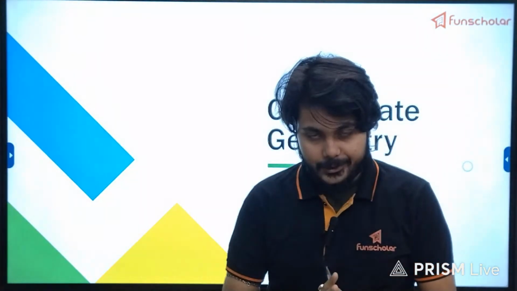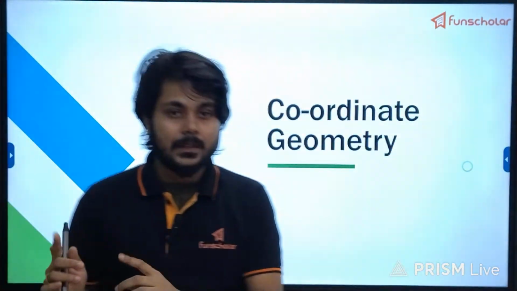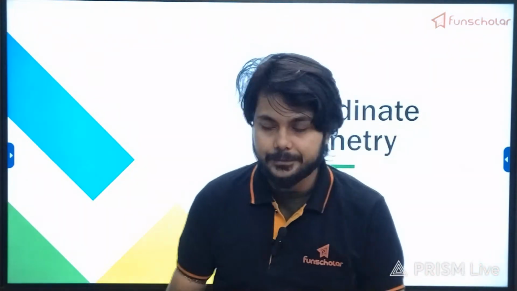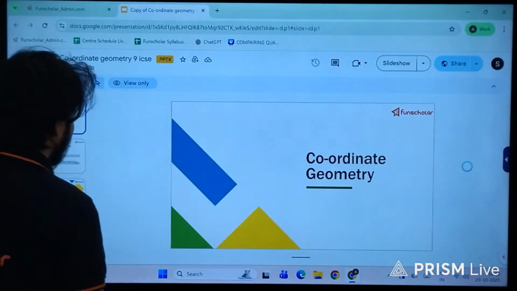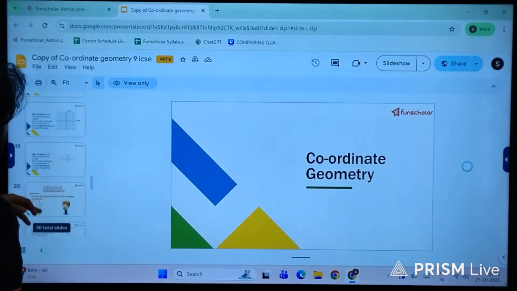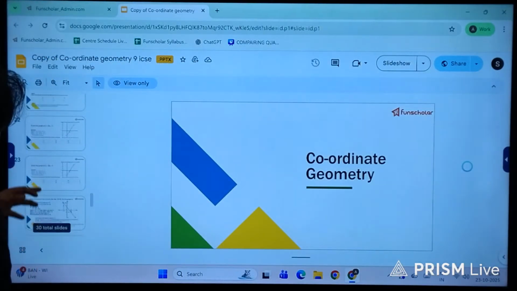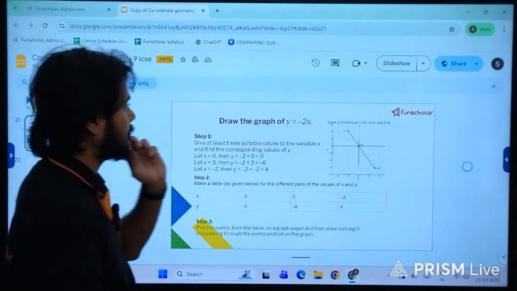Today we are going to start the third lecture of coordinate geometry for class 9 ICSE. Without wasting any time, we are moving to the terminal slide. Today we will start from slide number 21.